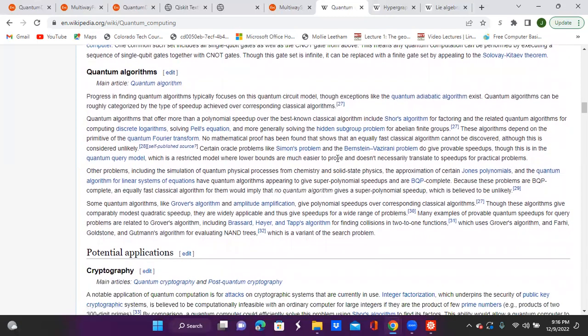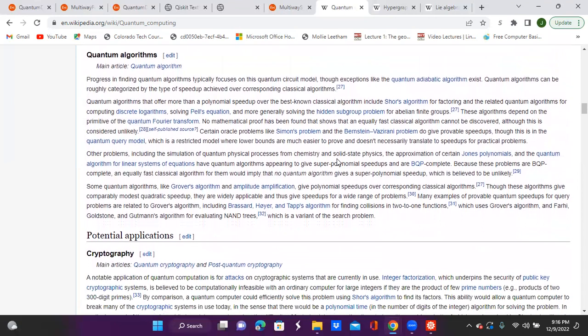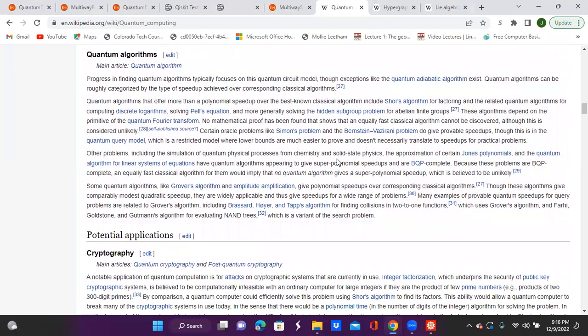Quantum algorithms. Progress in finding quantum algorithms typically focuses on this quantum circuit model, though exceptions like the quantum adiabatic algorithm exist. Quantum algorithms can be roughly categorized by the type of speedup achieved over corresponding classical algorithms.